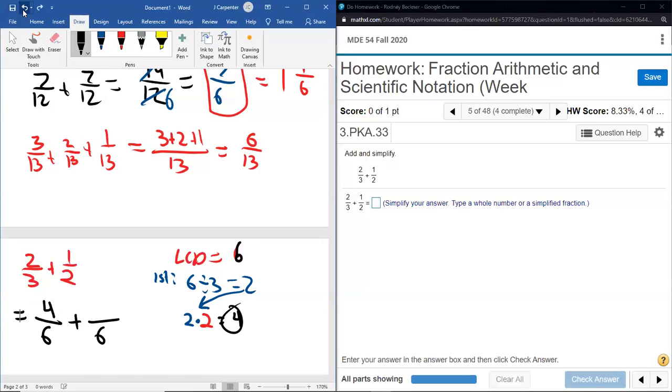Oh, I don't trust that. Okay, well, 2 goes in both 4 and 6. 2 goes in 4 twice, and into 6 3 times.